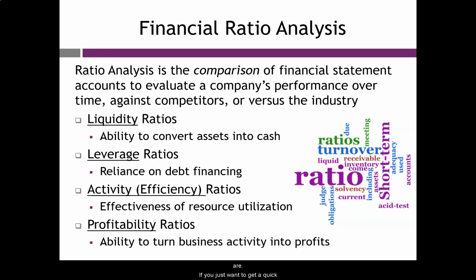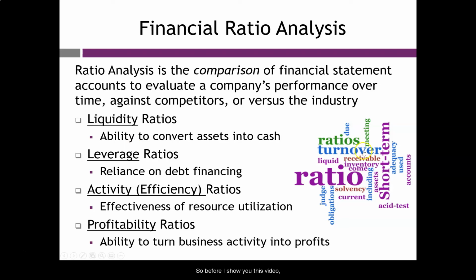If you just want to get a quick overview of how we're doing, you can use financial ratio analysis to do it. And if you want to know how you're doing, what do you want to know how we're doing against? Well, typically, time, right? How do we do versus last month, or last quarter, or last year? Against your competitors, right? If you're Nike, how are we doing versus Under Armour? How are we doing versus Puma, or versus the industry? How are we doing versus the athletic apparel industry as a whole? That's what financial ratio analysis allows you to do.